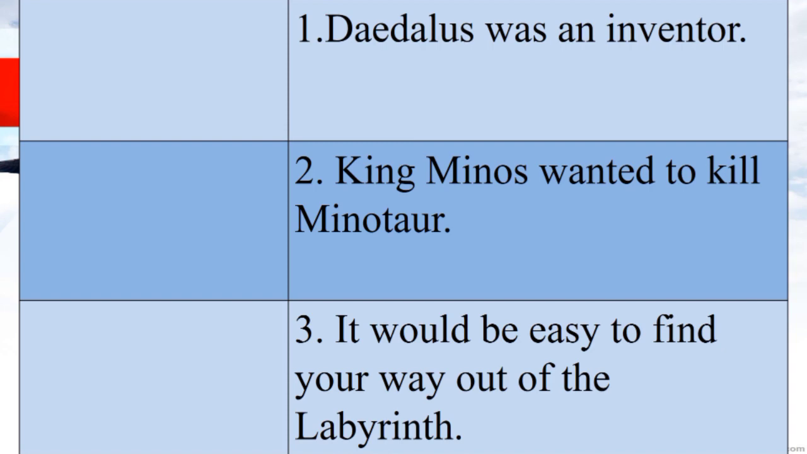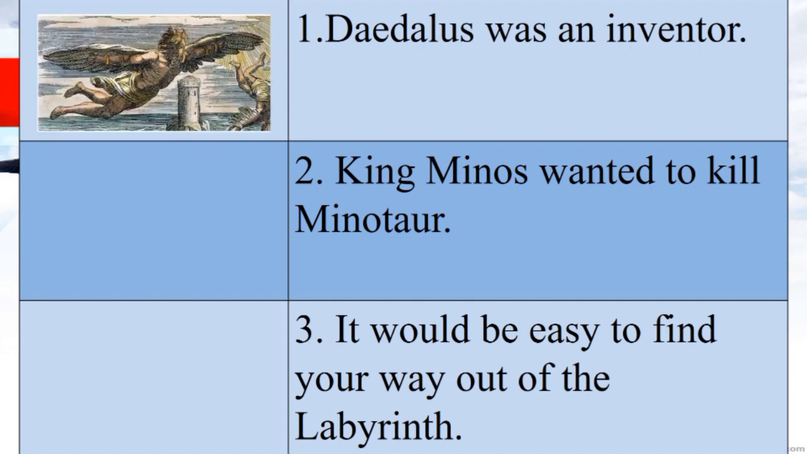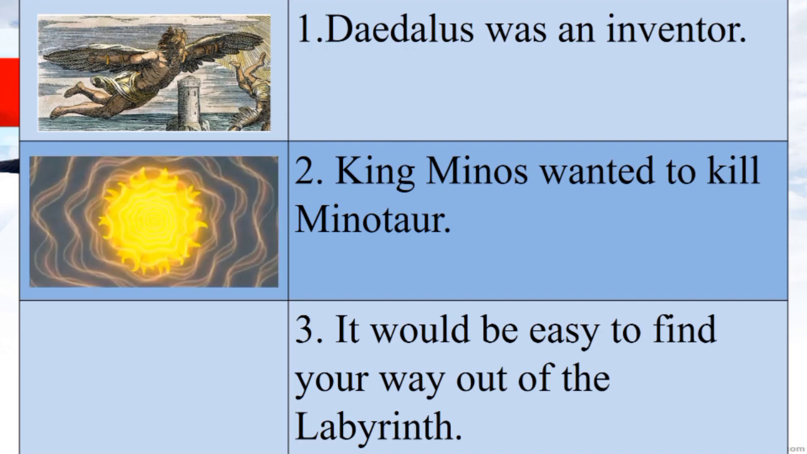Daedalus was an inventor. Wings or sun? Very impressive. Wings. Number 2. King Minos wanted to kill the Minotaur. Wings or sun? Very good. Sun. Therefore, it's fake.